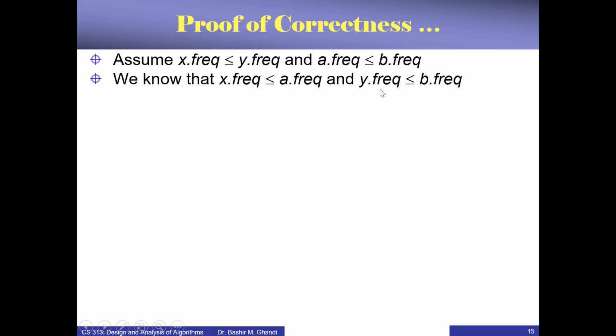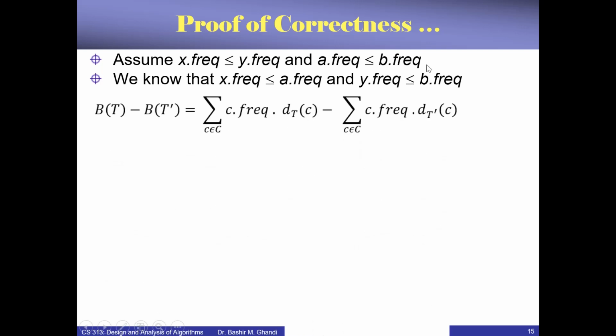Similarly, y.freq is going to be less than or equal to b.freq. Okay. So based on this, let us try to find the difference between the cost of our original tree and the cost of our intermediate tree, the tree we're going to get after switching x and a.